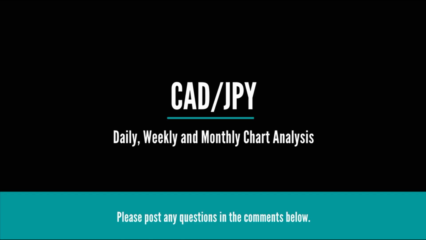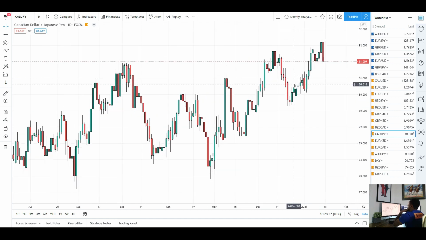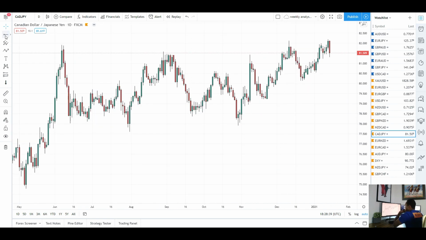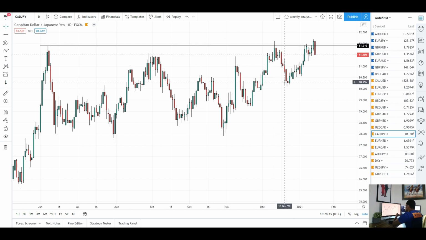Next, we're going to move on to CAD JPY. Okay, so for CAD JPY on the daily chart, I was expecting to see price maybe break to the upside for this pair. We do have a really key level of resistance here in the market. So again, really strong resistance there, acted as resistance there again, sent us to the downside.